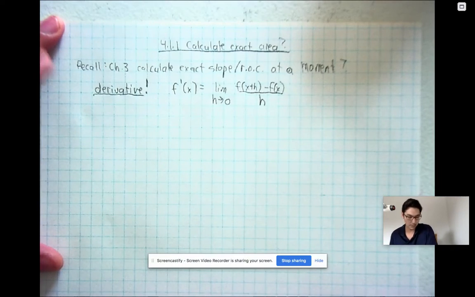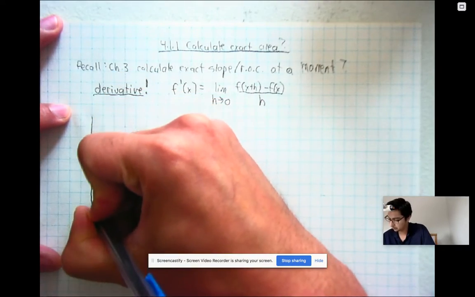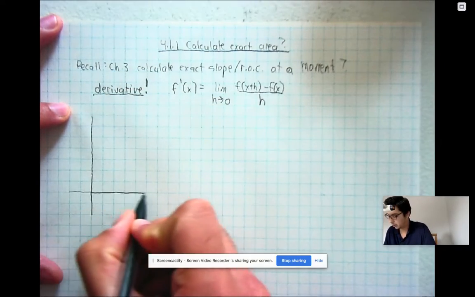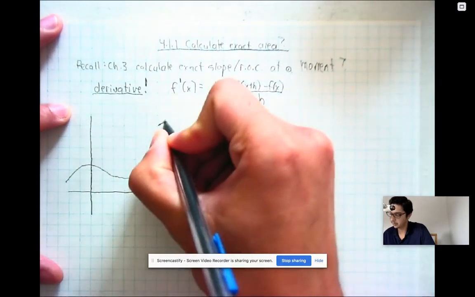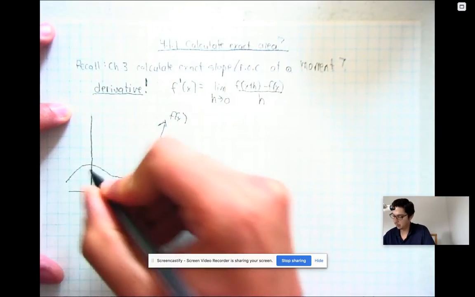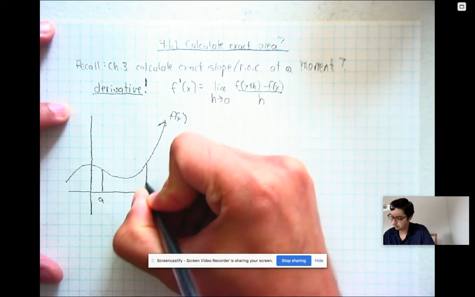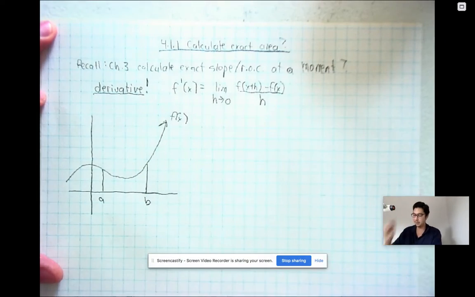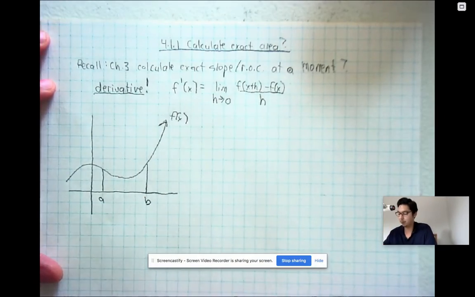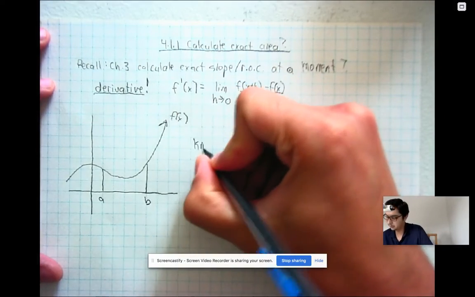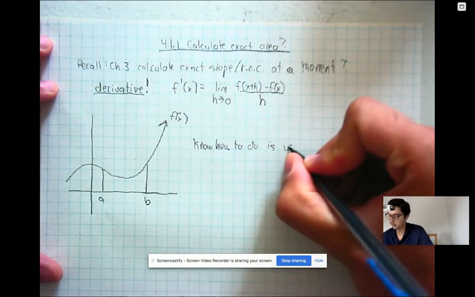Okay, so let's say we have an arbitrary function f of x, and we want to find the area from A to B. If we wanted to find the area under the curve from A to B of an arbitrary f of x, in the past, what we know how to do is use Riemann sums.